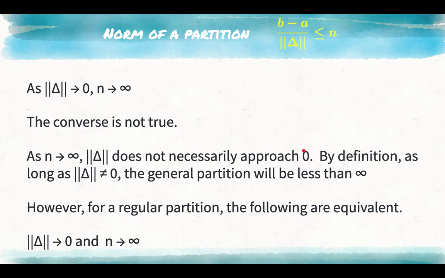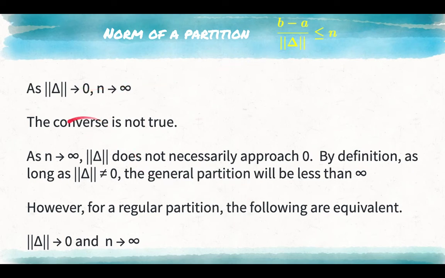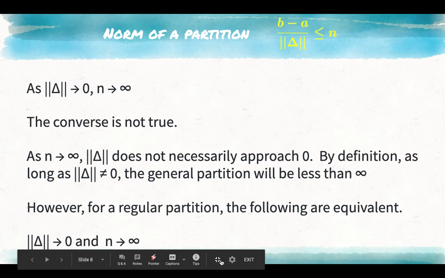So when we're dealing with this, as the norm approaches 0, n is going to approach infinity. Because if you look at this, again, if this denominator is getting closer and closer to 0, the smallest value of n is getting closer and closer to infinity. So when this approaches 0, n approaches infinity. But it's not necessarily true the other way. If n approaches infinity, the norm does not necessarily approach 0.